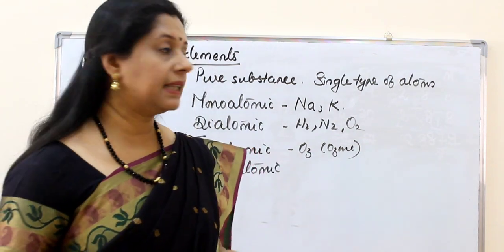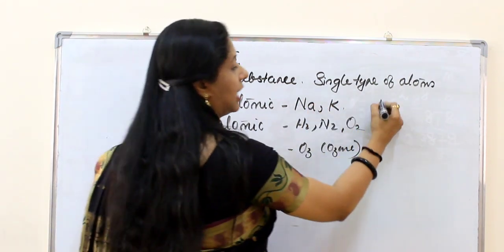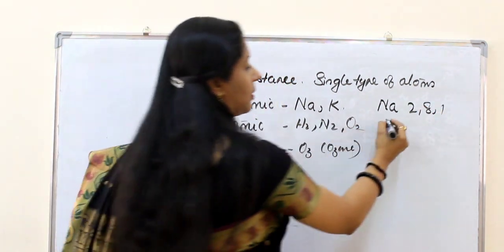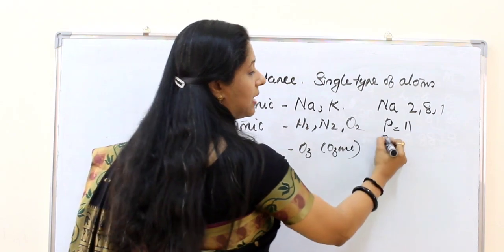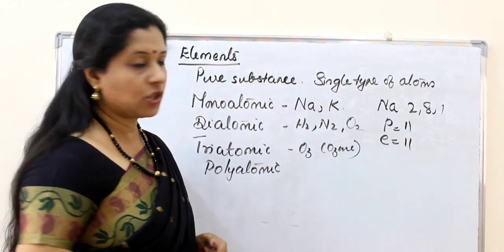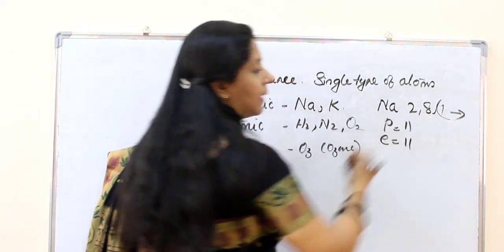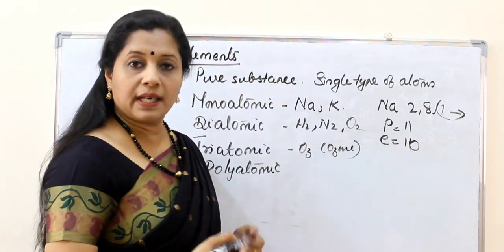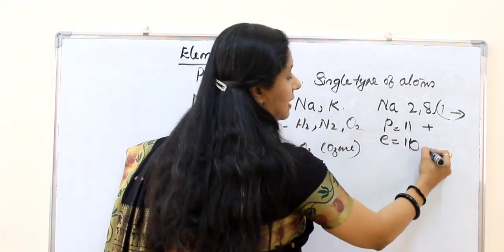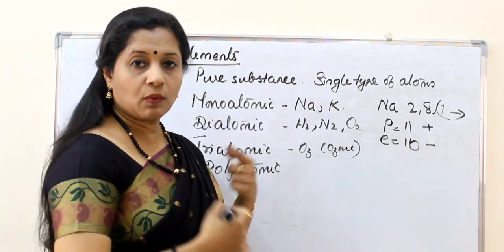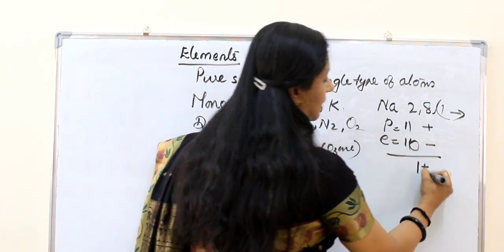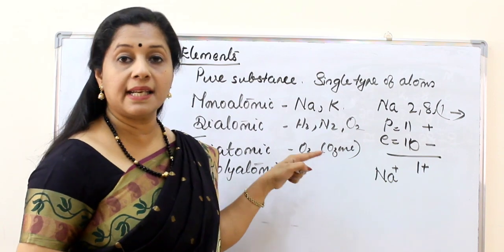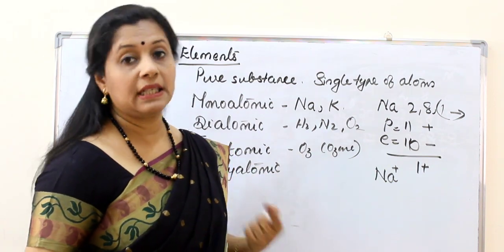So how are they gaining this? For example, previously I told you about sodium, 2, 8, 1. What is the number of protons? 11. What is the number of electrons? 11. But we saw the sodium will leave this one electron. So how many electrons now? Only 10 electrons. One it left. So there are 11 plus and 10 minus. So what is the overall charge? 1 plus. So sodium will become Na plus. So sodium gains a positive charge by losing one electron.